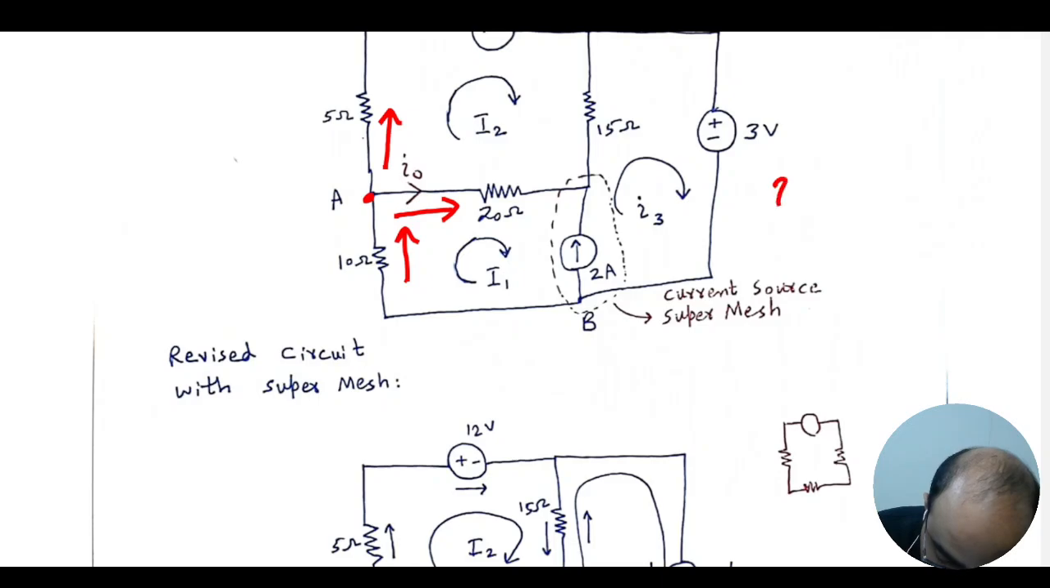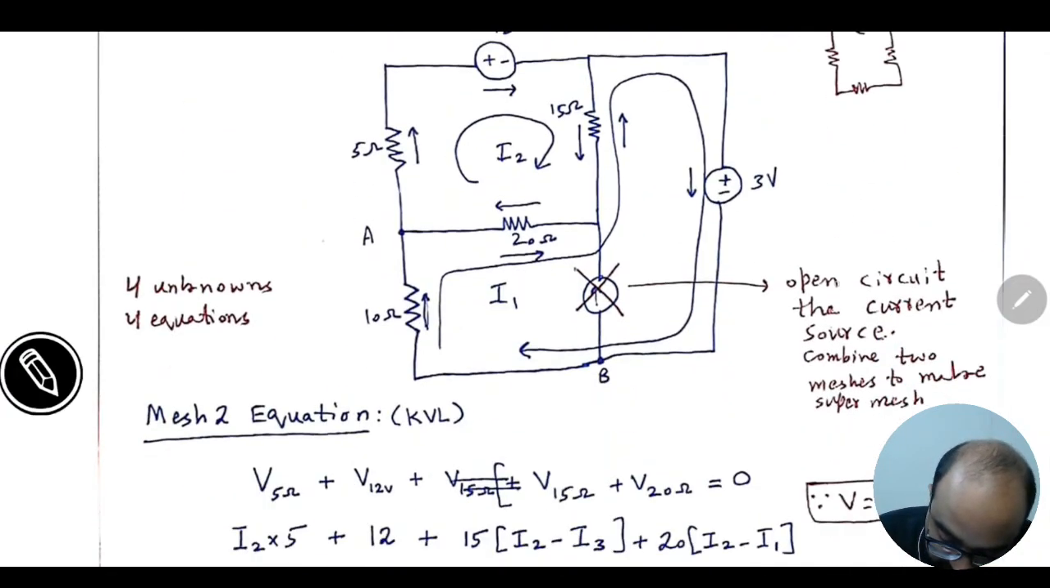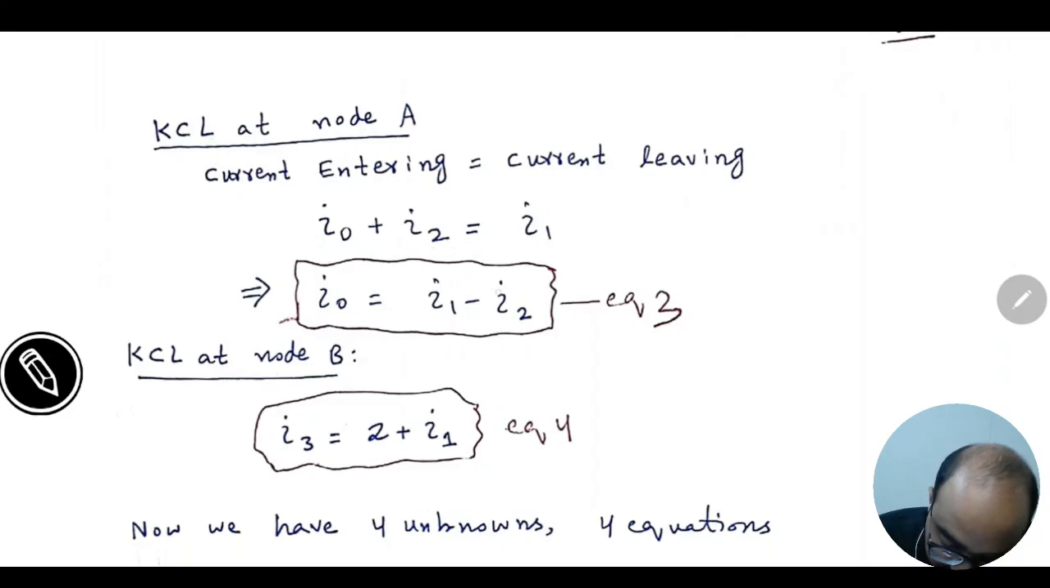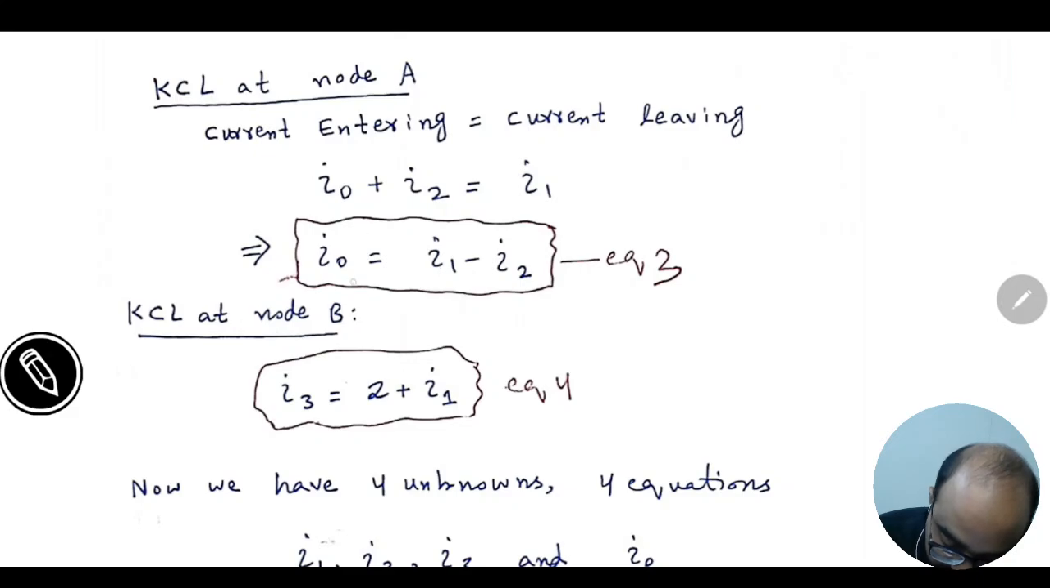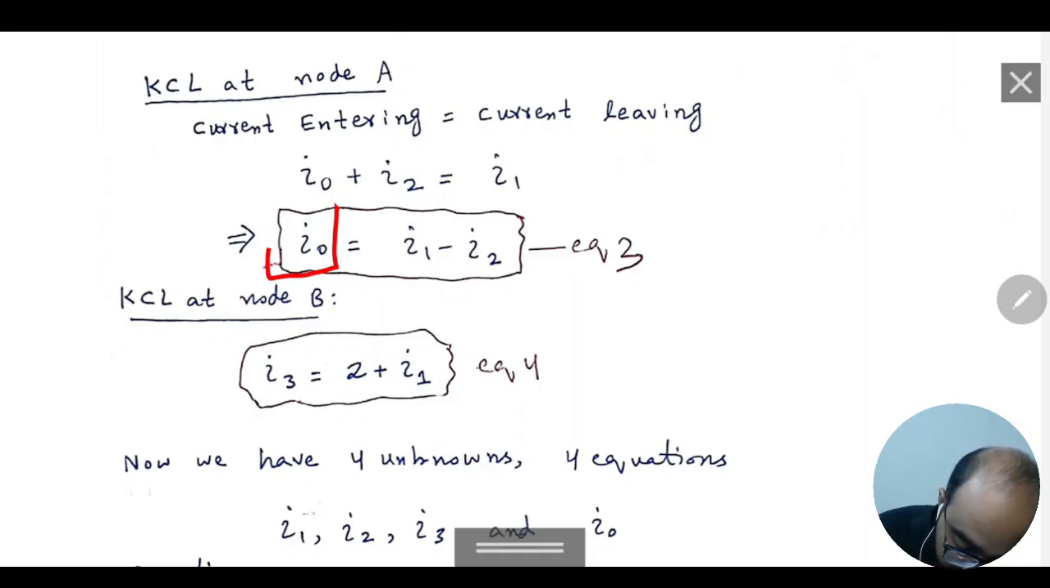You can write here I1 is equal to I2 plus I naught. This is the KCL equation at node A. Okay, now you can see here we have written the KCL equation: I naught plus I2 is equal to I1. Rearrange it to determine I naught, as our primary parameter to determine is I naught.